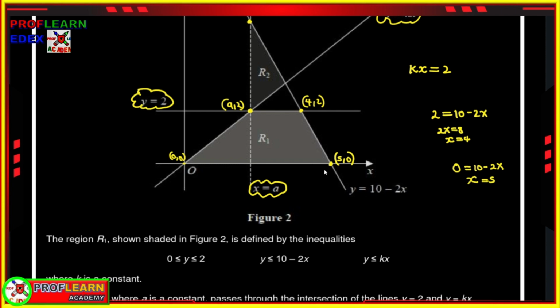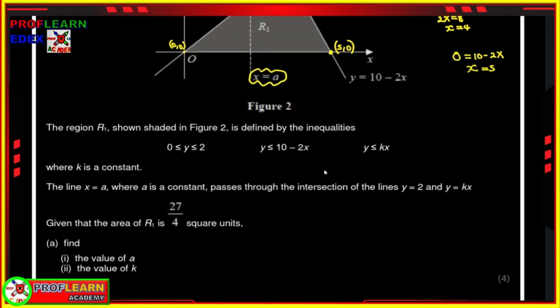So that is it. Now, if you look at this question that we are talking about here, we were told that given that the area of R1 is 27 over 4 square units, the area of R1 is 27 over 4 square units. So we are supposed to find the value of a and the value of k. Now, in order to find the value of a, let me just bring to your attention that you can find the magnitude of the dimensions of that trapezium. Then you apply the formula of the trapezium to get it, and you equate it to 27 over 4. Or you can use the coordinates that we have obtained.